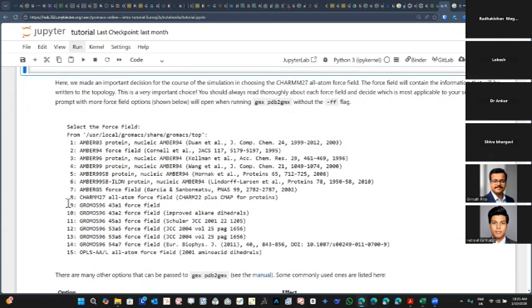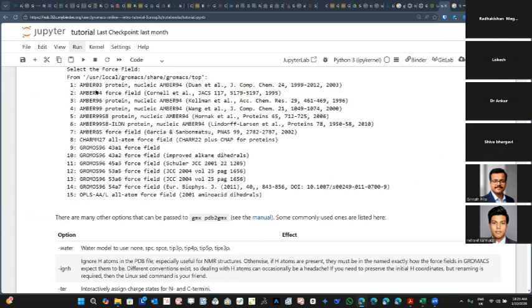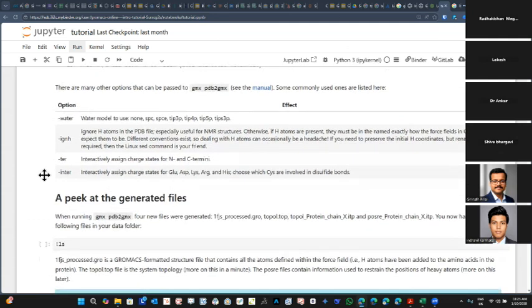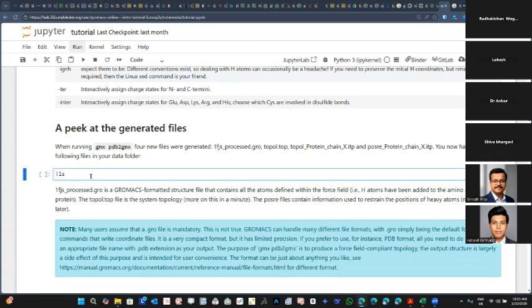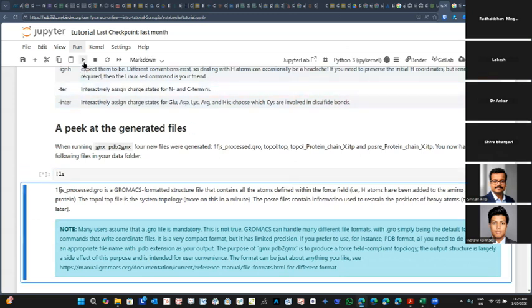Now let's examine this, right? So as I said, there are different force fields available in GROMACS: Amber, CHARMM, GROMOS, and OPLS. I generally prefer CHARMM or OpenFF. These are my preferred, or Amber also. So then you have to choose the water models, and we wanted to see the generated files here.